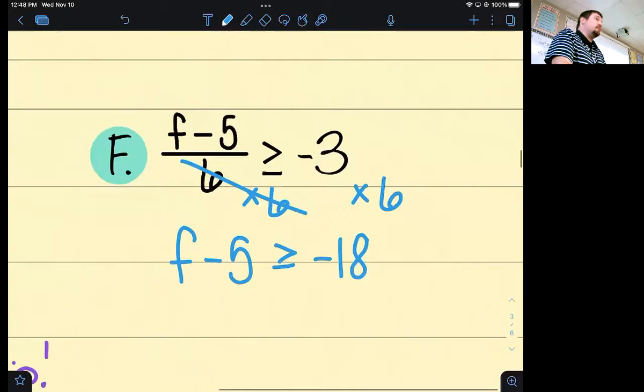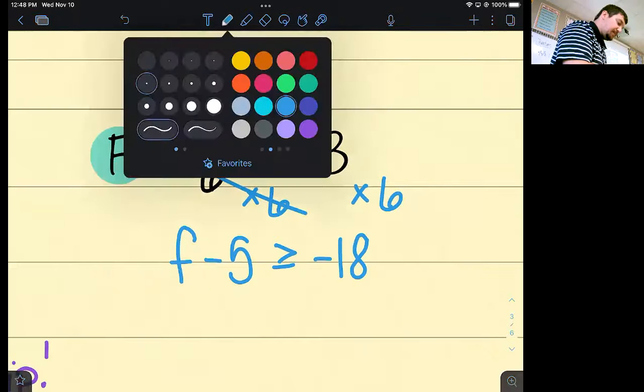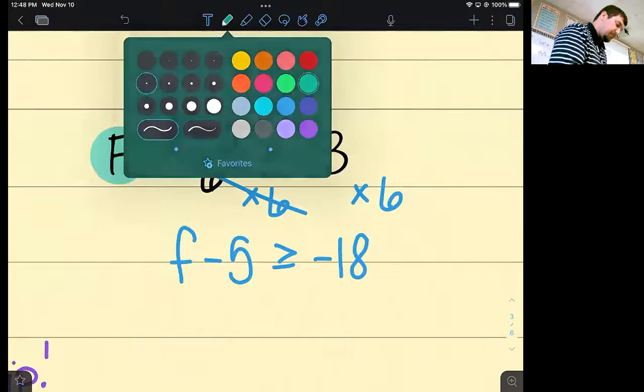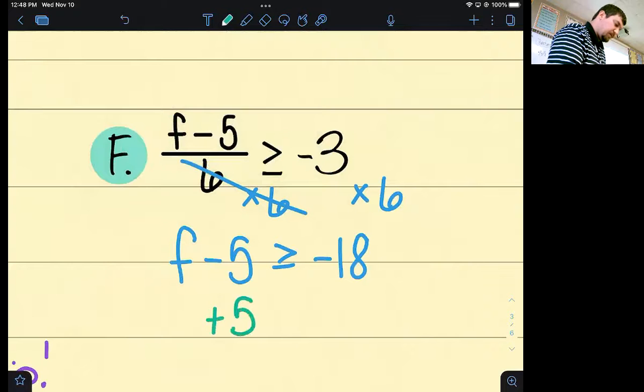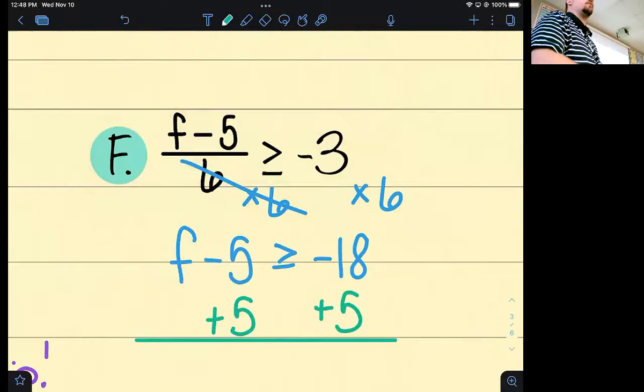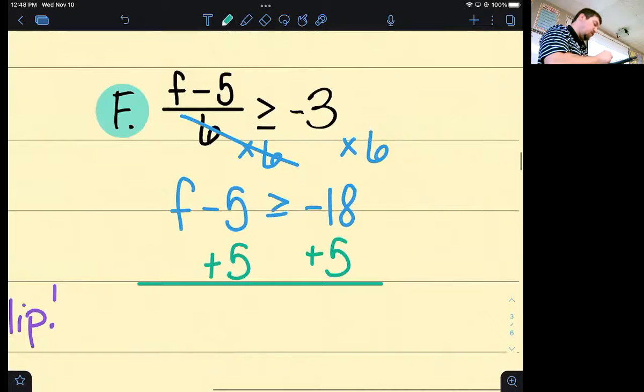Now I'm going to get rid of the -5, which is our cousin Eddie term, I suppose you could say. And so I'm going to add 5 to both sides. What do you guys think? Is -18 and +5 going to join forces or go to war? Go to war. Who wins the war? Negatives by how many? 13.